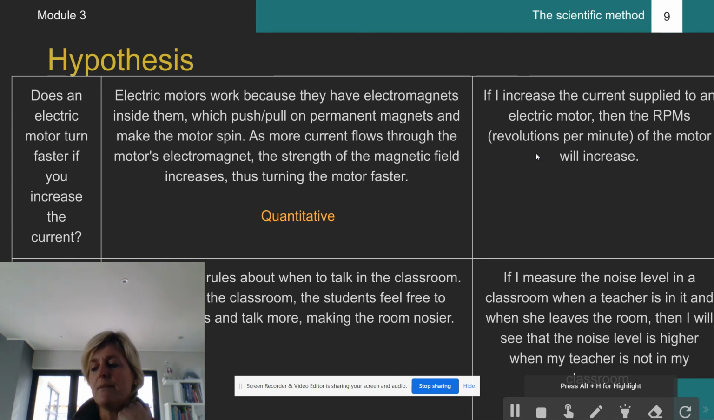Is a classroom noisier when the teacher leaves the room? Teachers have rules about when to talk in the classroom. If they leave the classroom, the students feel free to break the rules and talk more, making the room noisier. Would this be quantitative or qualitative data? Let's see if you were correct. Qualitative data. Although we can measure the noise of the room with a decibel meter, we can also just observe the behavior of students and measure the qualitative data regarding the behavior of the students.